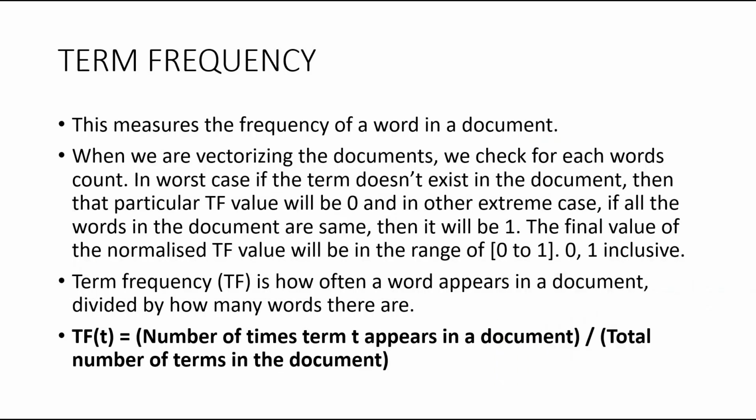Now, term frequency TF is how often a word appears. In the simplest way, we can define term frequency as how often a word appears in a document divided by how many words there are. The formula for term frequency is the number of times term or word T appears in the document, divided by the total number of terms in the document.